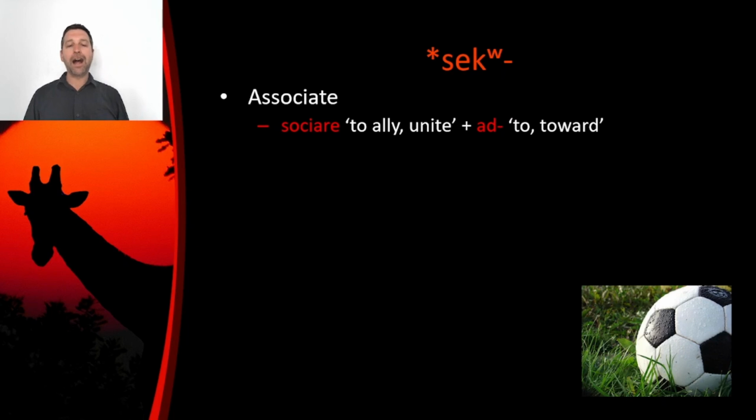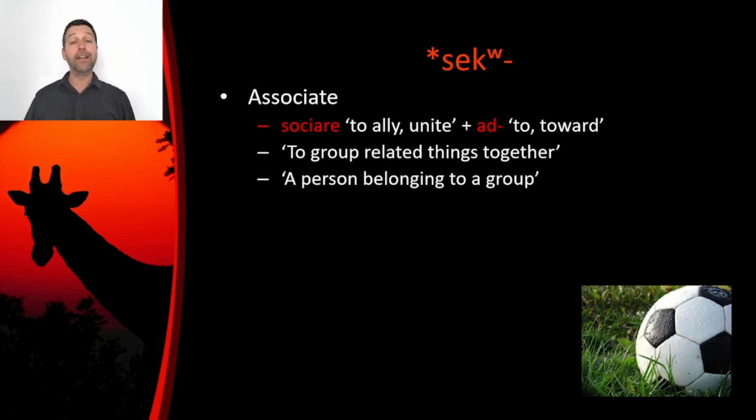So if you are ad sociatus, which would have been the past participle, as you can probably tell from that T on the end, just like secutus had the T on the end, which made it a past participle. If you are ad sociatus, then you are allied. Okay, that's literally what the meaning is. And then you can make a verb out of that, which means to ally, to bring things together, to group related things together. If I make an association, or if I associate two different things, I'm bringing them together because I see some similarities in them. And that's how we can use that word associate as a verb today.